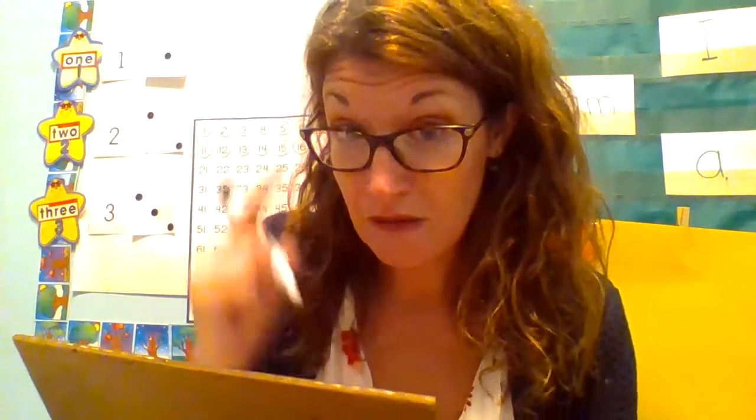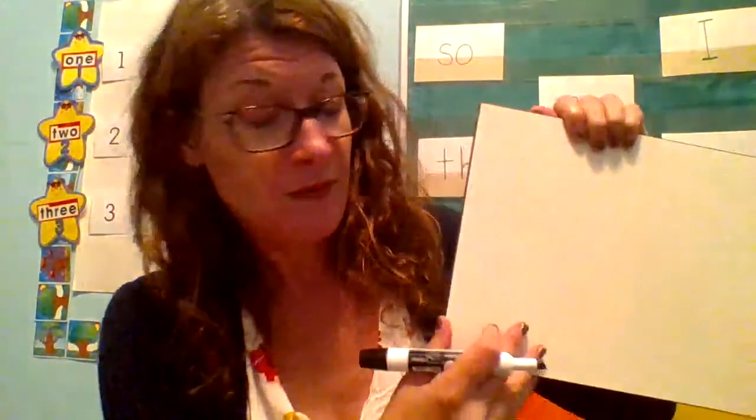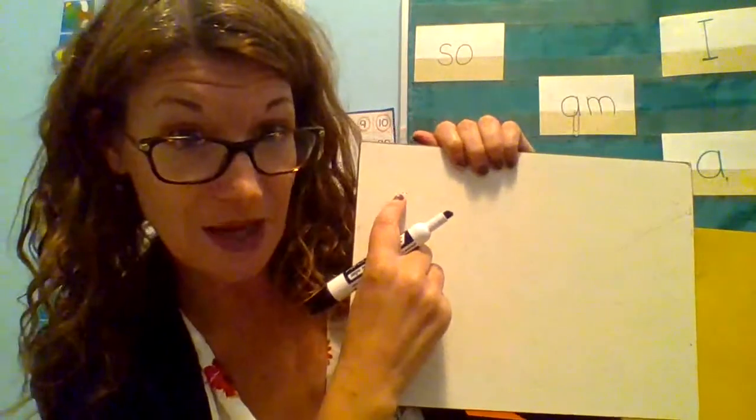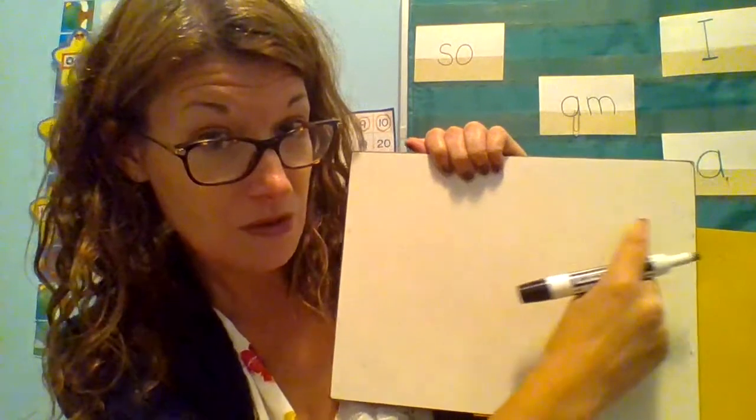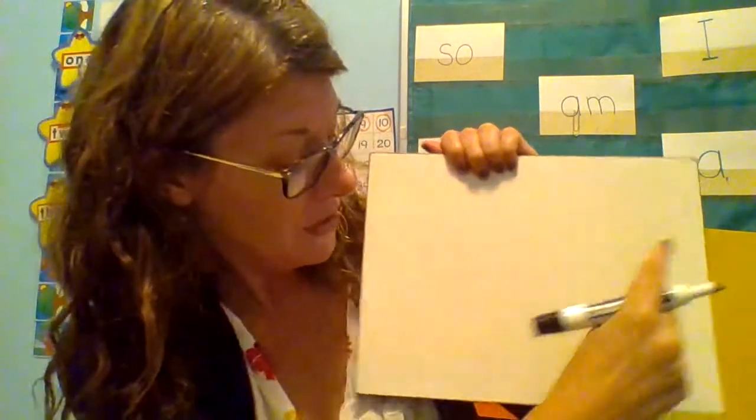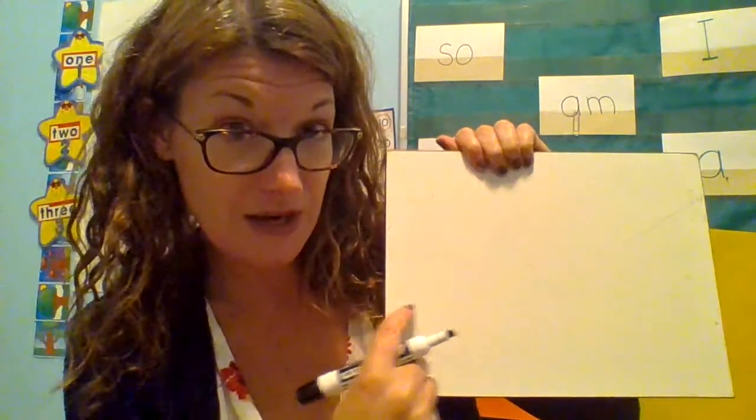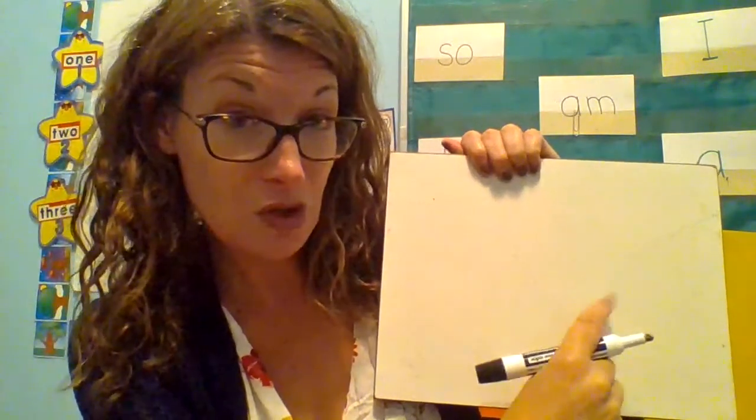Okay? And as I say the numbers, you're going to try to remember what they look like and write them on your board. At the end, we're going to show each other our numbers and see if we got them in the right order. Okay? Remember, before you start writing, you always want to start on the left side, and you're going to write your numbers across from the left to the right. And if you run out of room, you can go back down over on the left side and keep on writing from the left to the right.